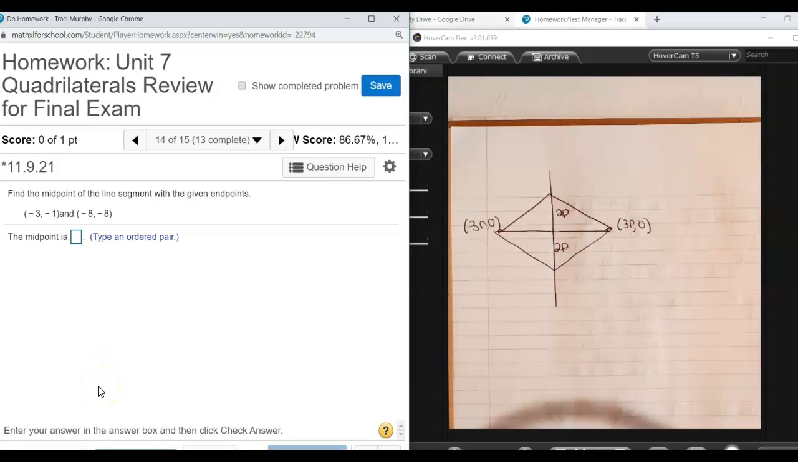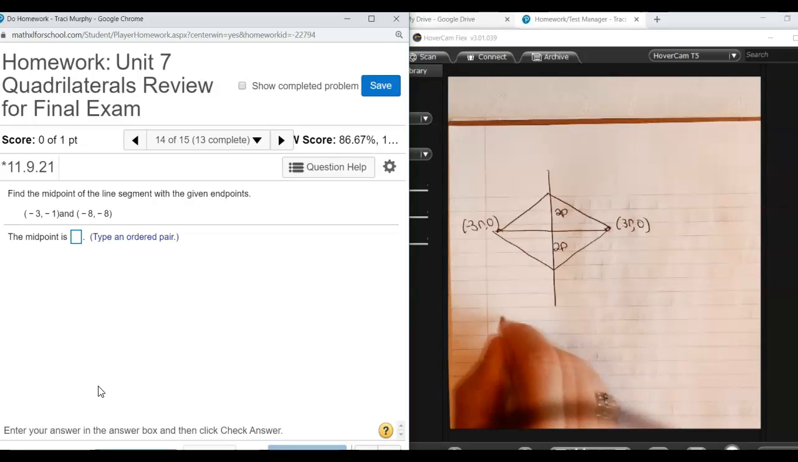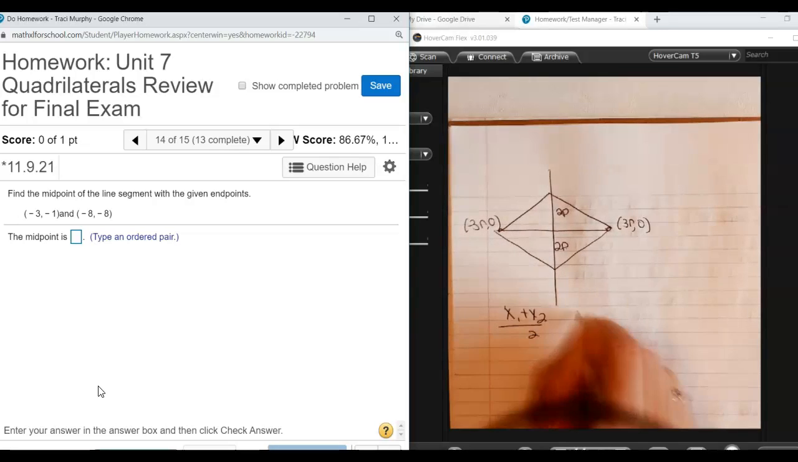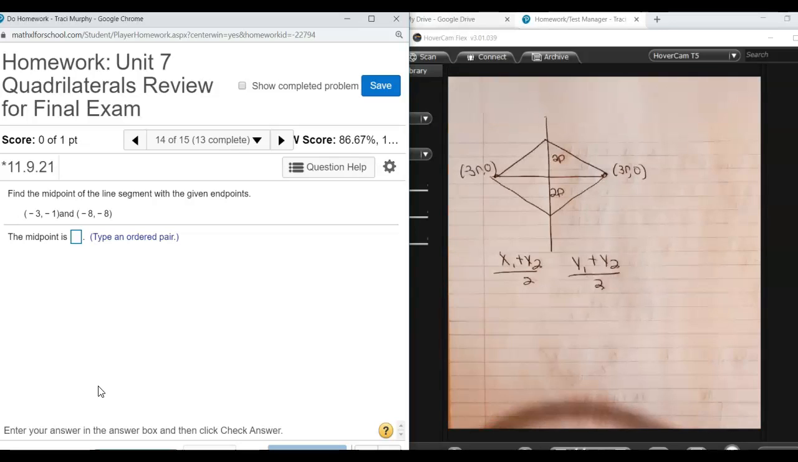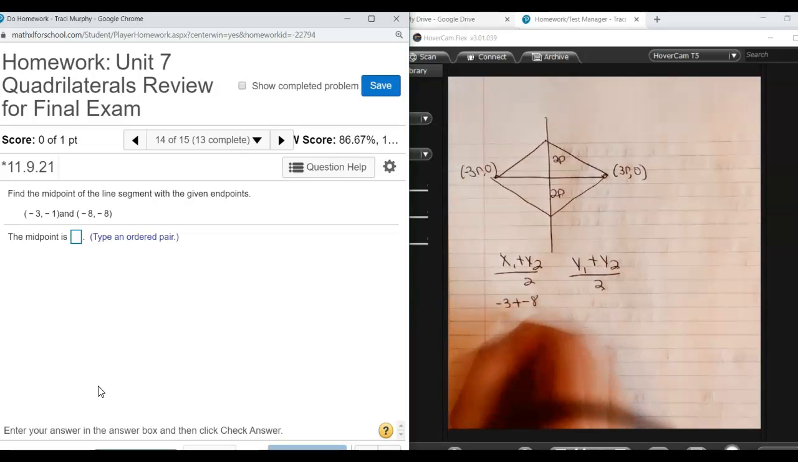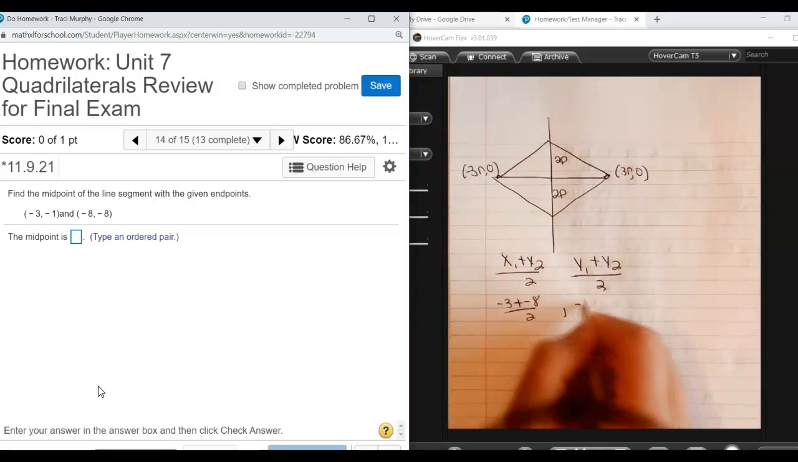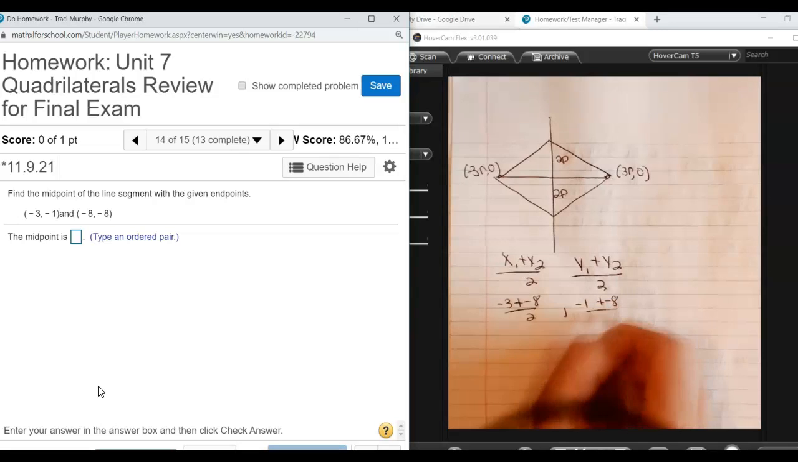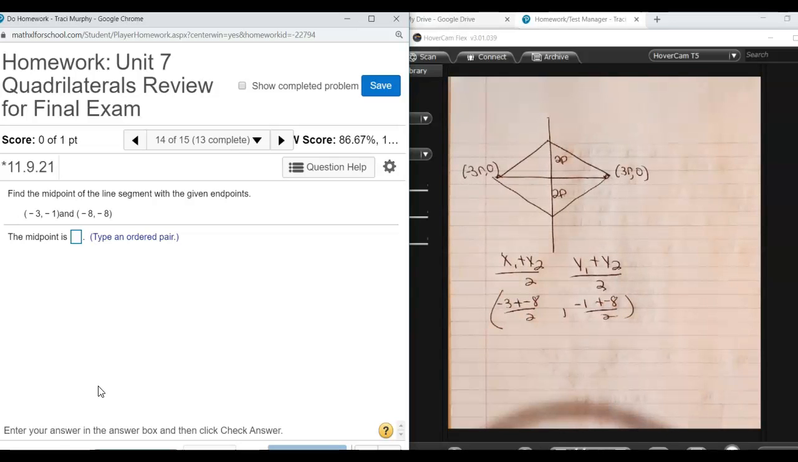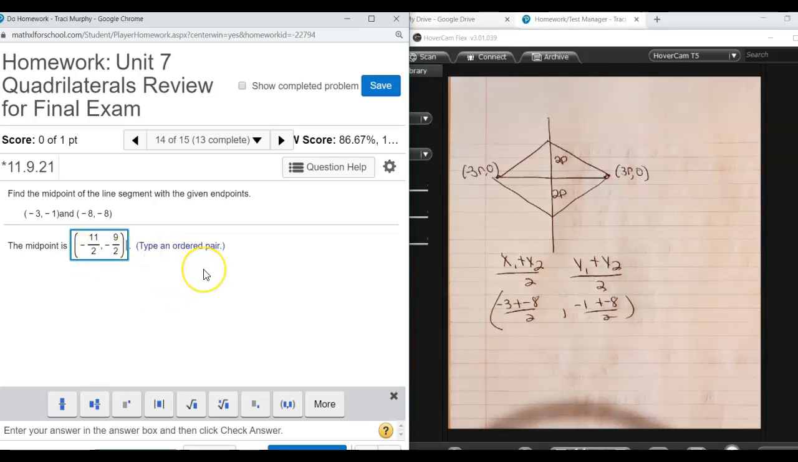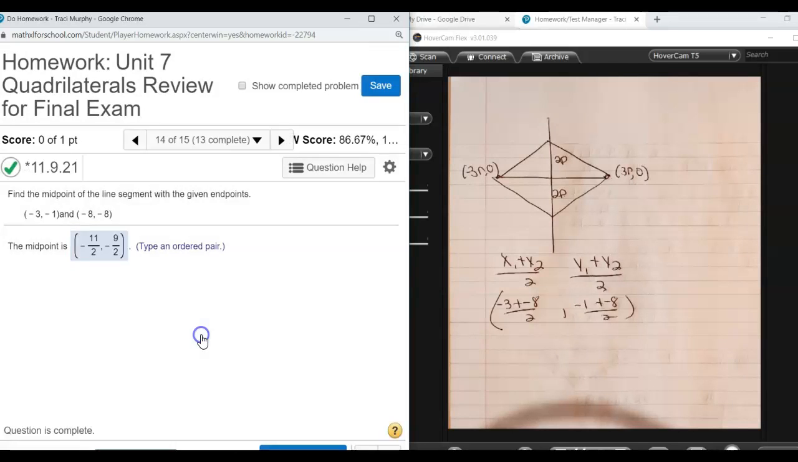Okay, the next one we have to find the midpoint. If you remember, for the midpoint we add our x's and divide by 2, and we add our y's and divide by 2. So we've got negative 3 plus negative 8 divided by 2, and negative 1 plus negative 8 divided by 2. I'm running out of time here, so I just paused it. Make sure you write your answers as fractions, not decimals. Let's check our answer. Looks good.